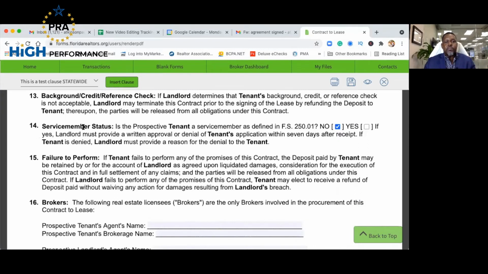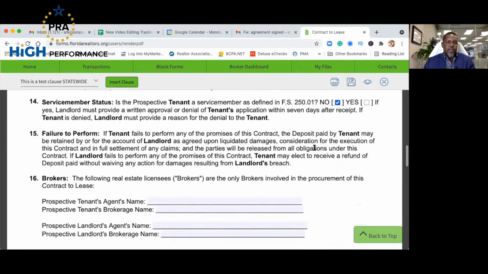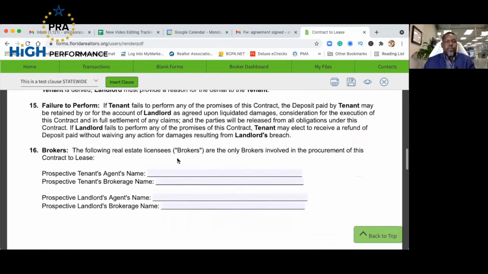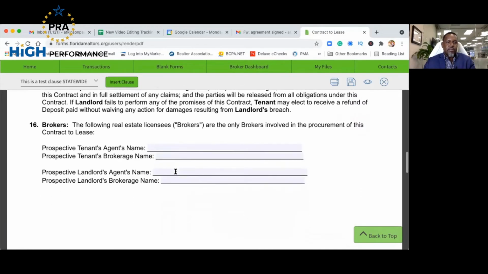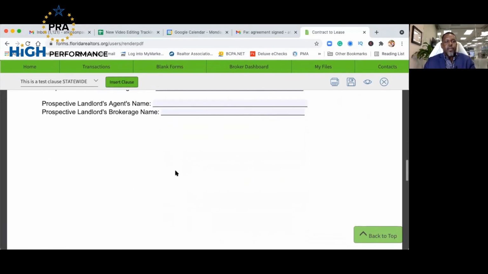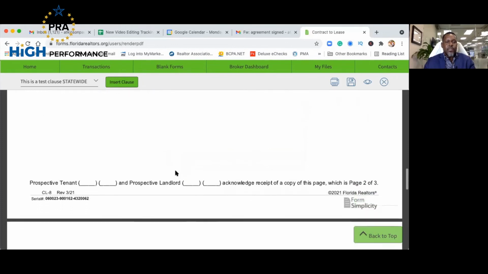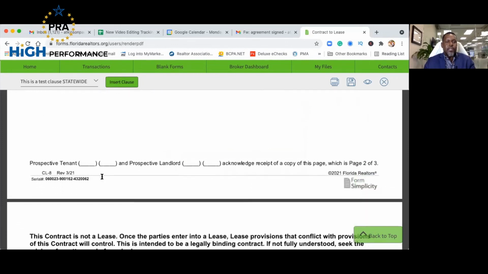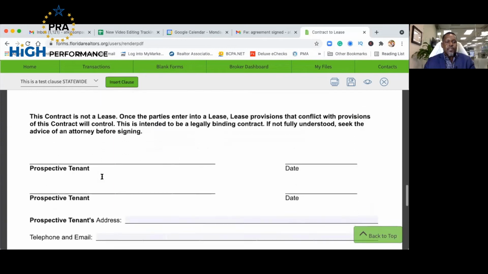Most important, service member: check whether or not your customer is a service member or not. Typically, that's a no for me, from what I've seen. And then prospective, your information is here in the brokerage name. Just fill out what's applicable, and then the tenant would initial that.